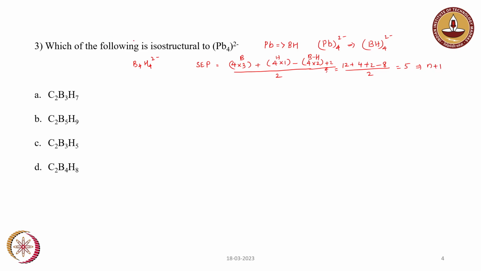So n plus 1 for this B4H4 2 minus is 5, so n equals 4. So n equal to 4 means here also it's B4. So Pb4 2 minus will be closo.